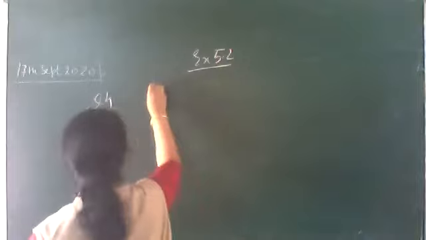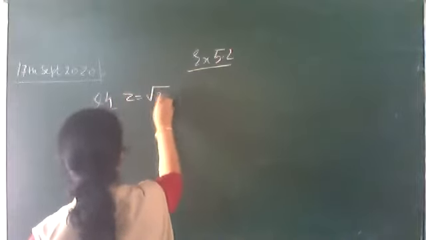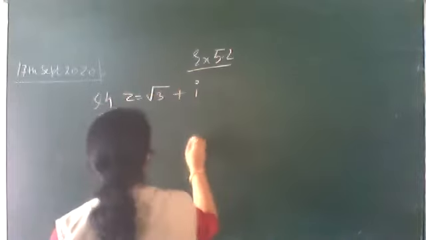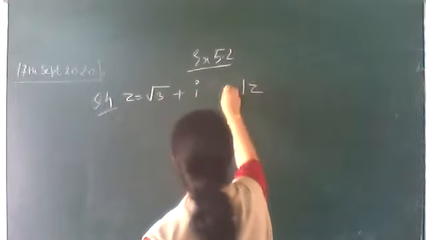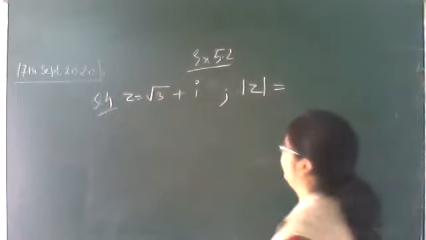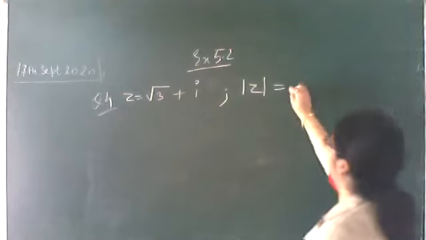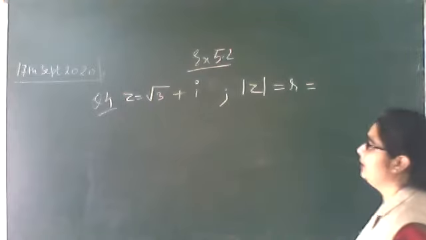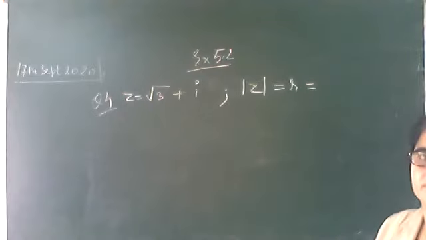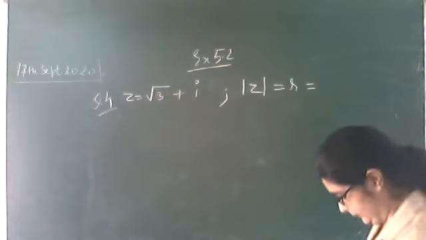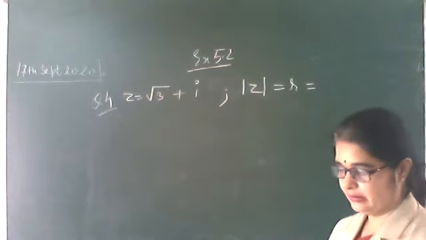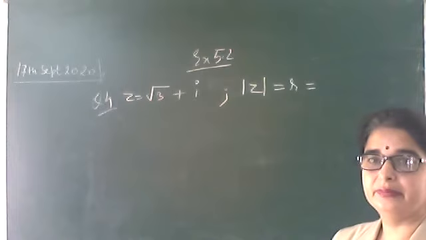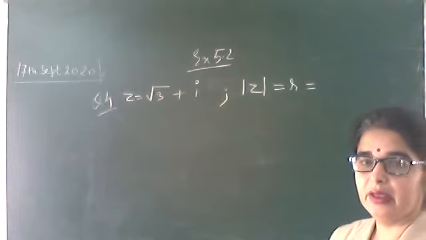Root 3. Z is equal to root 3 plus iota. Now you only tell me what is mod of Z. Find the value of mod of Z directly and tell me. I will not write anything. Tell me. Yes, anyone?